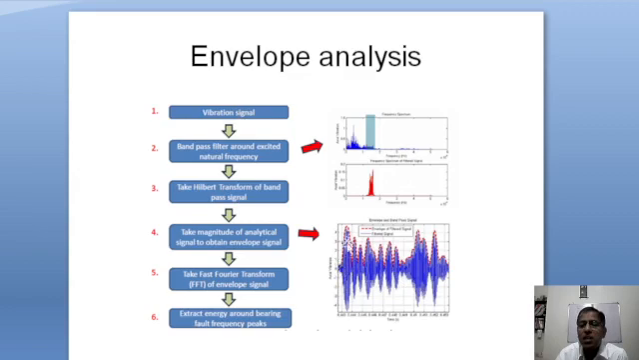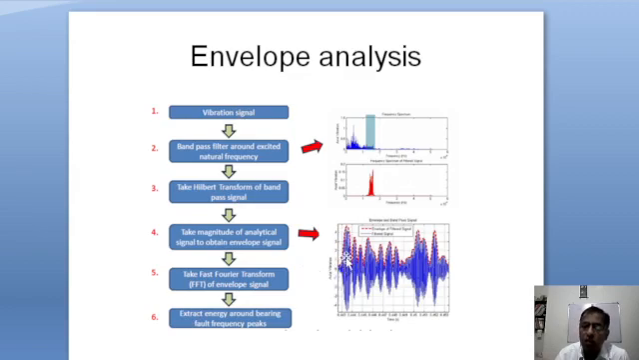Here you can see that in the blue color, this is the modulated signal, and these modulated signals are enveloped by using these red dots, and then the frequency of this red dotted wave is found out by using the fast Fourier transform, and from these frequencies you can actually find out the location of the fault. Okay, so this is how the envelope analysis is carried out.